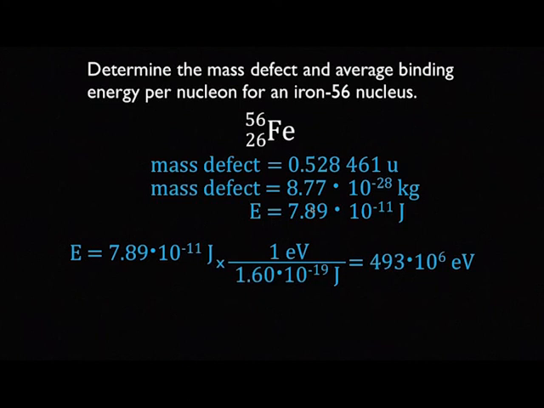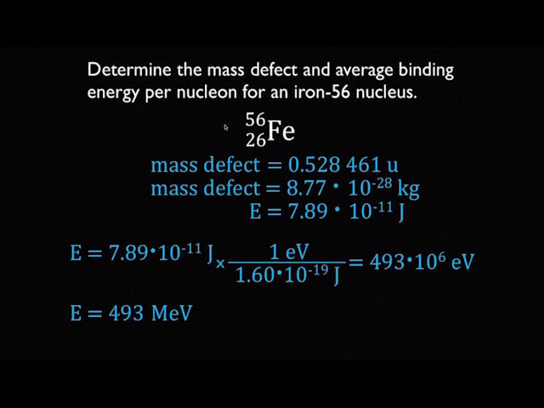As discussed earlier, the binding energy is expressed in mega electron volts. So 10^6 electron volts is equal to 1 mega electron volt, from where we can say that the binding energy is 493 mega electron volts.